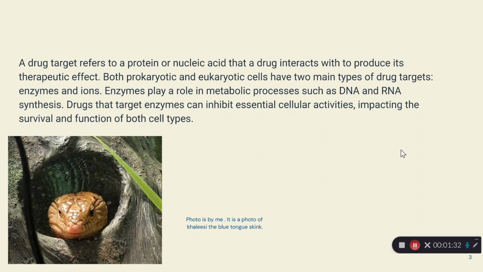A drug target refers to a protein or nucleic acid that a drug interacts with to produce its therapeutic effect. Both prokaryotic and eukaryotic cells have two main types of drug targets: enzymes and ions. Enzymes play a role in metabolic processes such as DNA and RNA synthesis. Drugs that target enzymes can inhibit essential cellular activities, impacting the survival and function of both cell types.